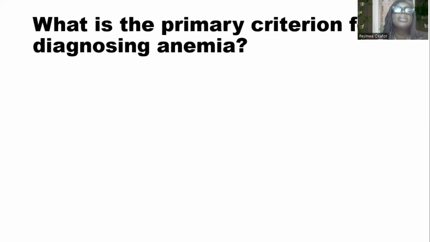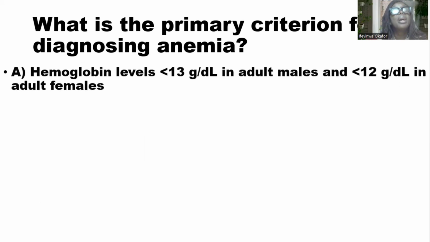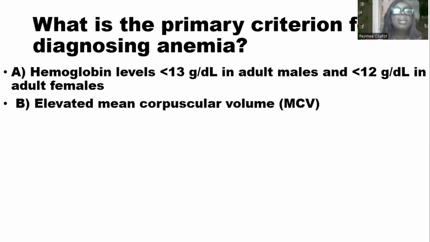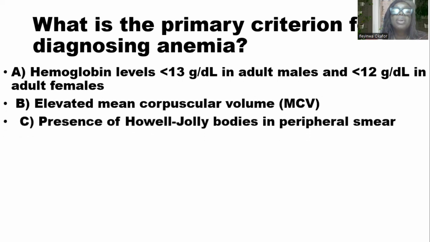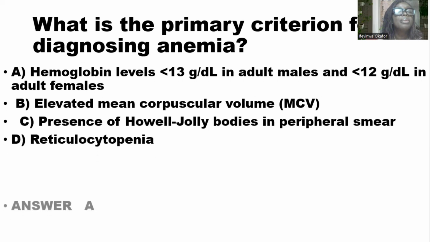What is the primary criterion for diagnosing anemia? Hemoglobin level less than 13 grams per dL in adult males and less than 12 grams per dL in adult females. Elevated mean corpuscular volume, presence of Howell-Jolly bodies in peripheral smear, reticulocytopenia, and the answer is A.